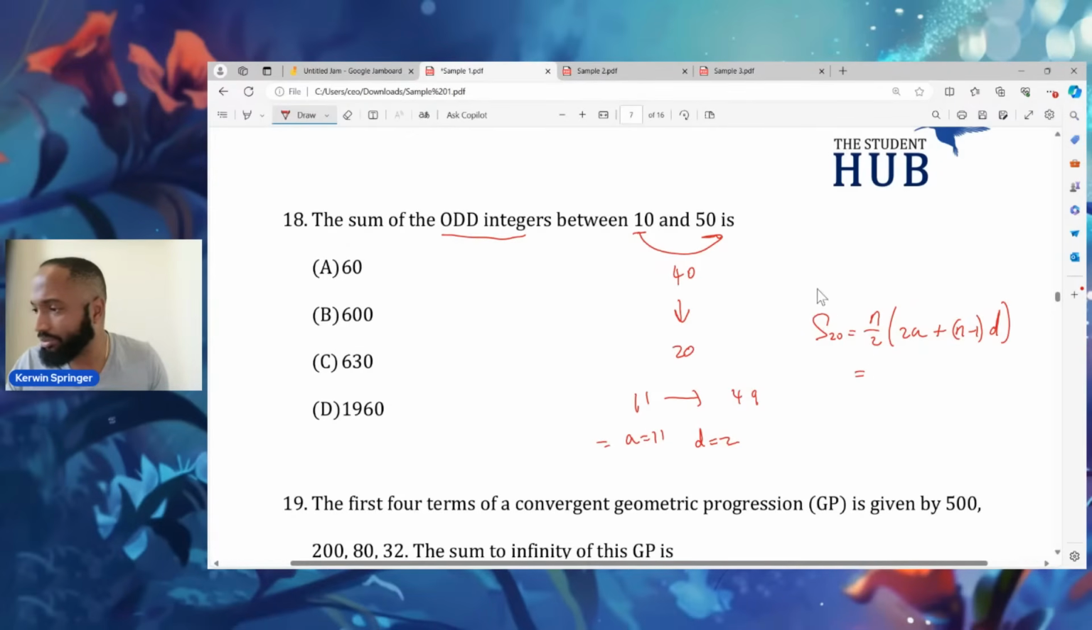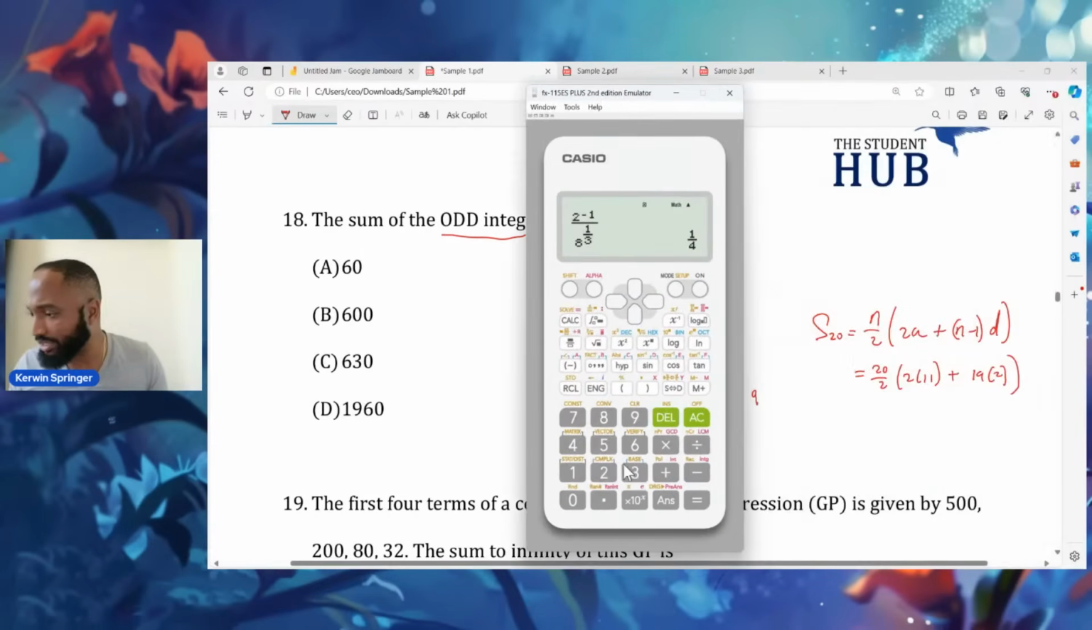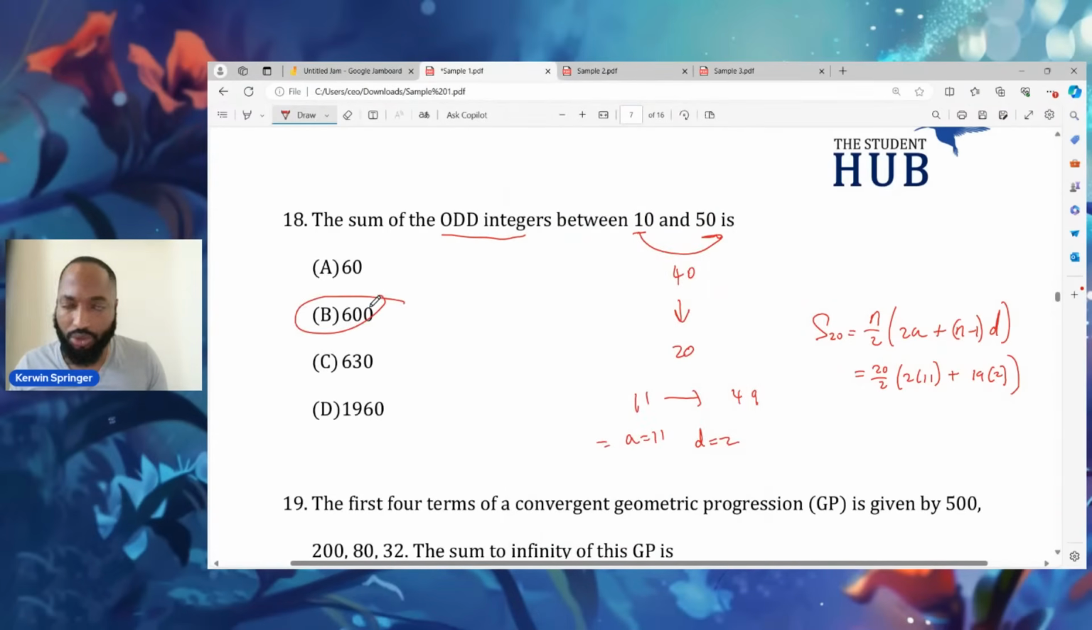So what we want is 20 terms. Just remember it's half the terms. So it's really 20 divided by 2, times 2 times 11, the first term, plus n minus 1, so this is 19 times 2. And hopefully that gave us 600. 10 times 2 times 11 is 22, plus 19 times 2. 600, right? So what's the faster way to do this?